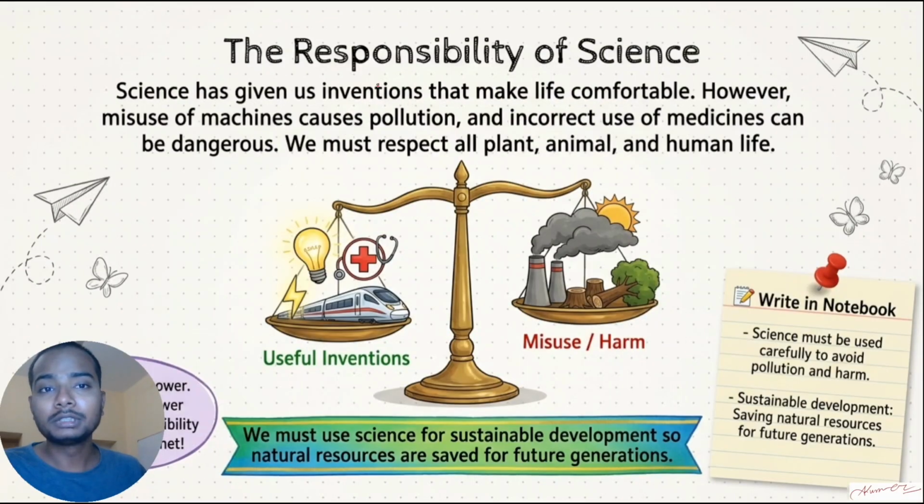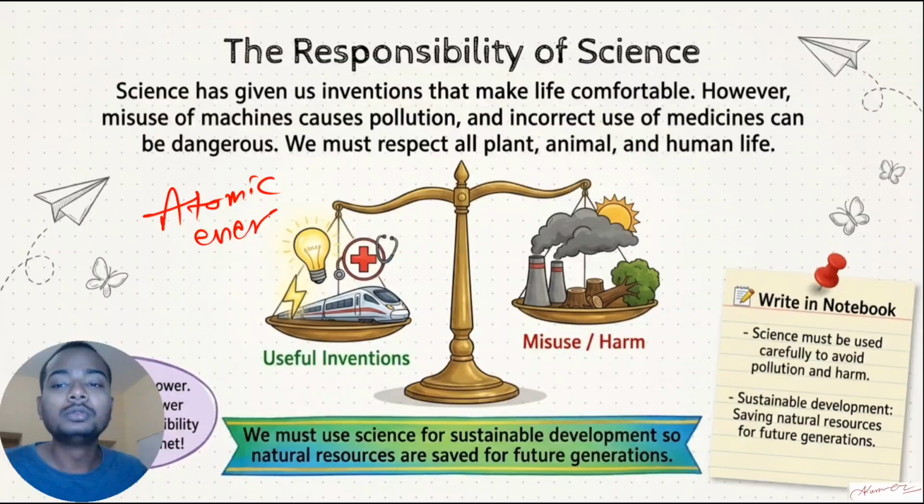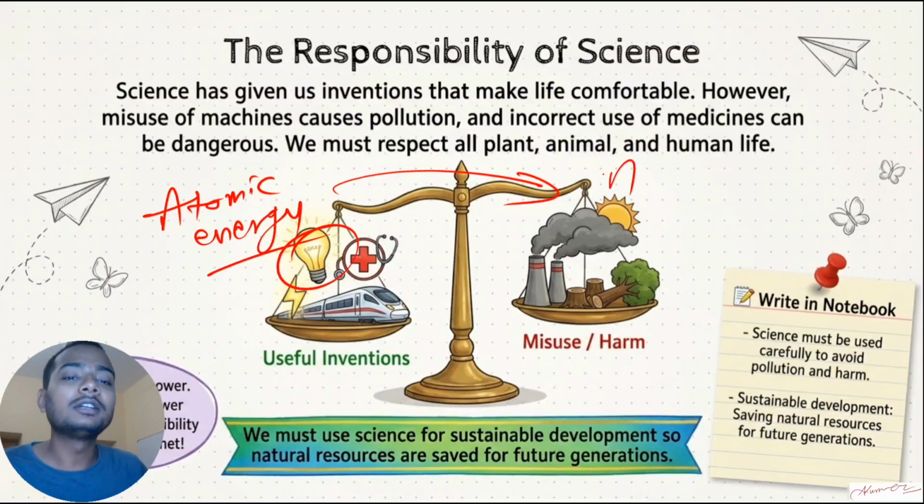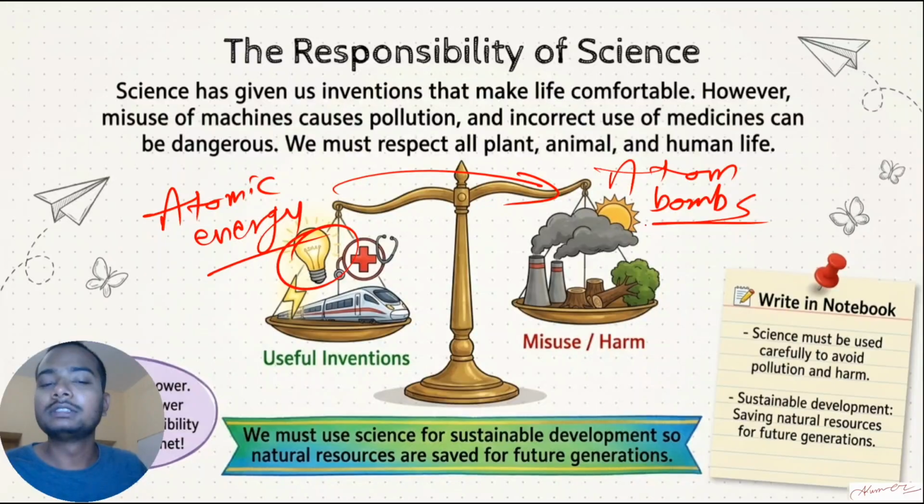Okay, now next one, talking about the responsibility of science. I would like to tell you one example. Have you seen the movie Oppenheimer? In Oppenheimer, they talk about how they created the atom bomb. Now, atomic energy we can use to generate electricity, but that same atomic energy can be used to make atom bombs. When you make atom bombs, that is devastating, very harmful for nature and for society. But at the same time, atomic energy is really helpful for society.